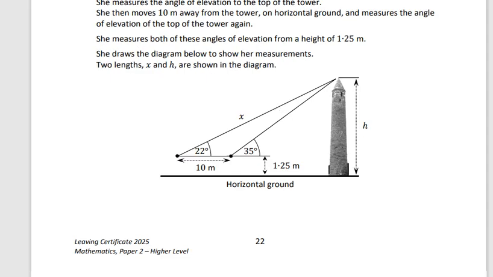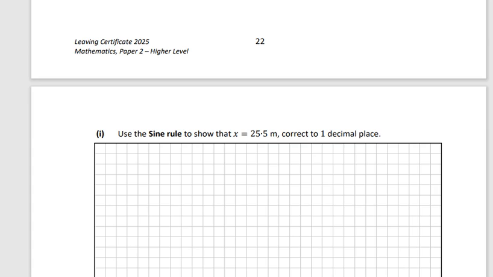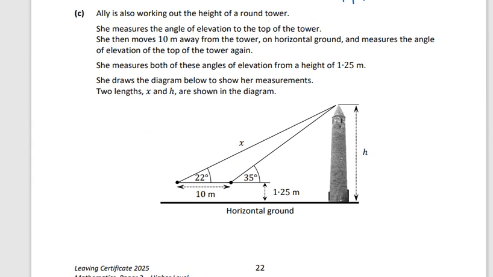The next one is sine rule. You have to figure out what the angles in here are. So that angle in there is 180 take away 35, that's 145. And then if you do 180 take away 22 take away 145, is it 13?